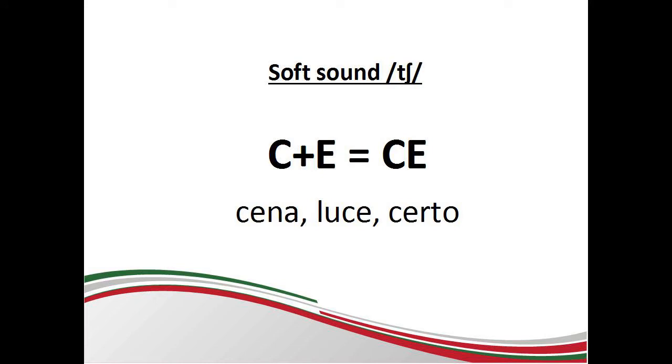If the letter C is before vowels like E and I, the C has a soft sound and it is spelled ch. For example, C before E is spelled che. Cena. Luce. Certo.